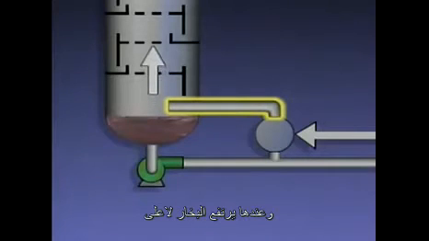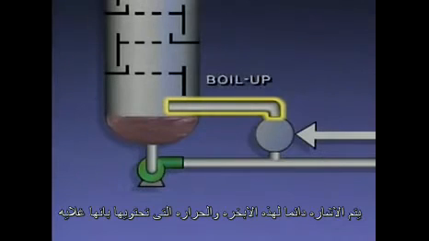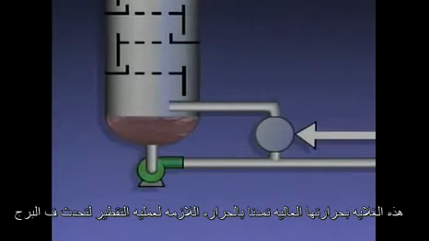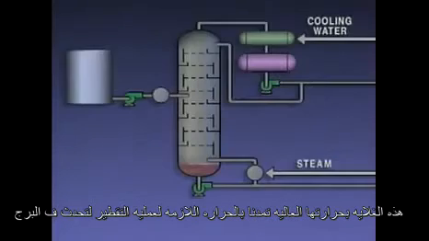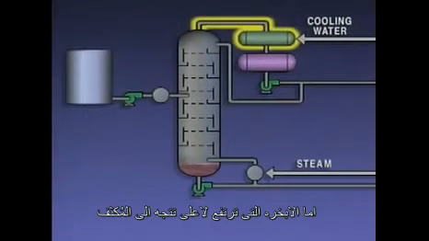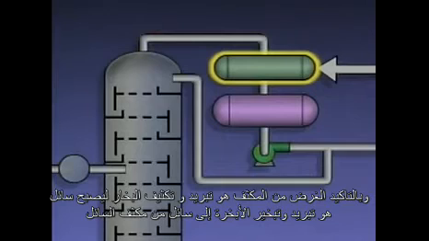The vapors then rise up in the tower. These vapors and the heat they contain are often referred to as boil-up. The hot boil-up provides heat that's needed for the distillation process to take place in the tower. The vapors that rise up in the tower are routed to a condenser. The purpose of the condenser is to cool and condense the vapors into liquid.